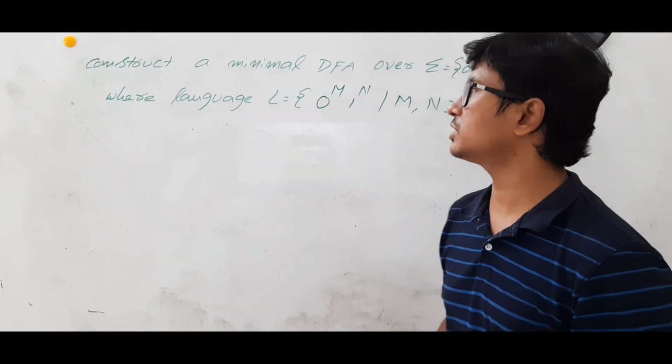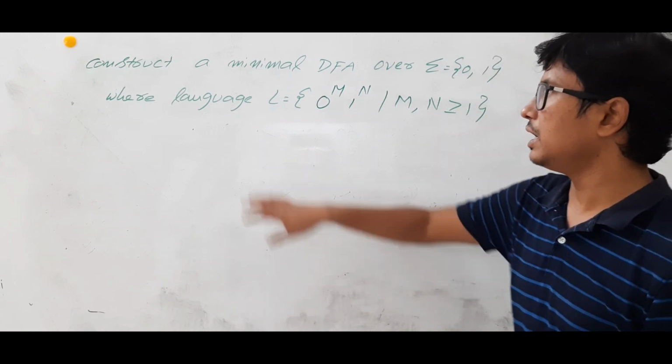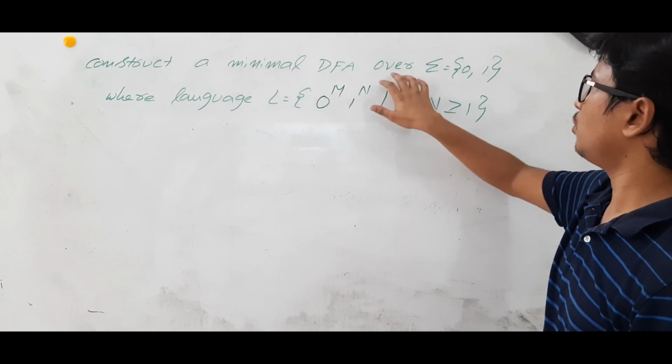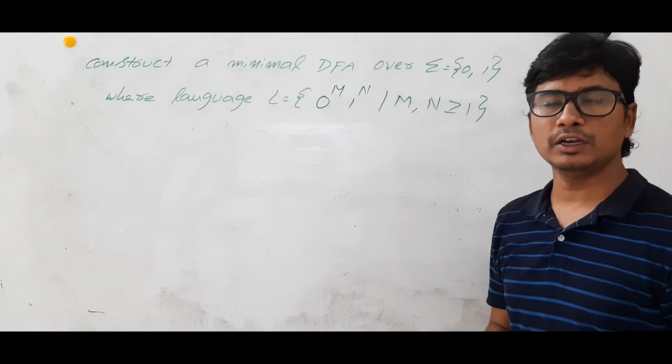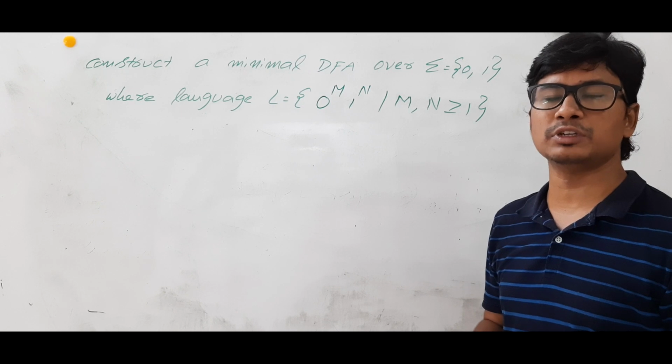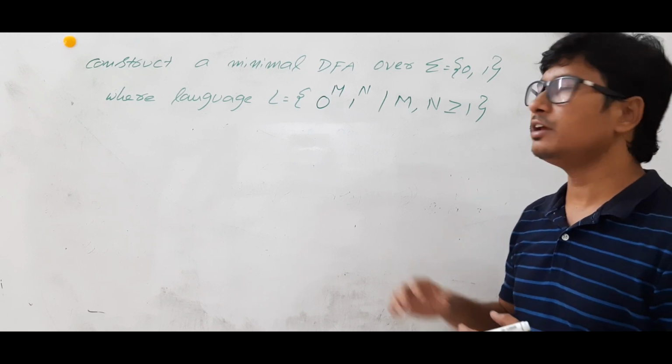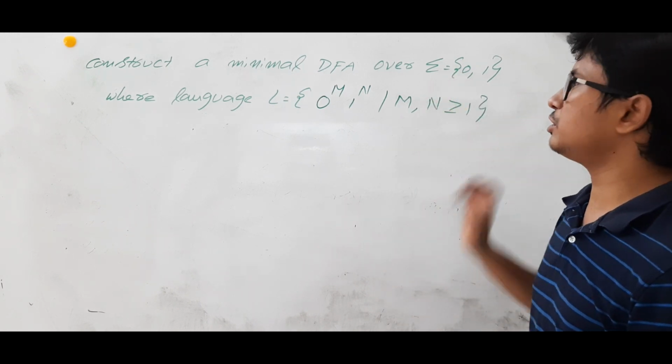Let me read out the question which I will solve in this video. Construct a minimal DFA over alphabets 0, 1. Till now we have taken so many examples on alphabets A and B. For a change I have taken alphabets 0 and 1.